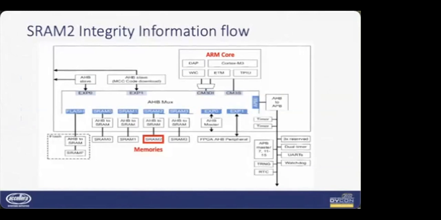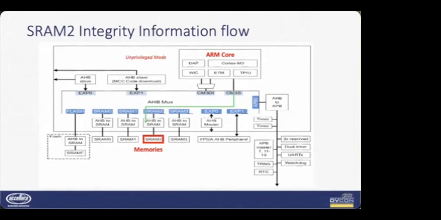Now that we have seen how to diagnose a security leakage in the TRNG asset, that was a hardware bug, let us look at another secure asset in this ARM design. The SRAM2 has secure memory regions, and let's examine the integrity information flow between the ARM core and the SRAM2 secure regions. In privileged mode, the ARM core can read and write into the secure regions of SRAM2.